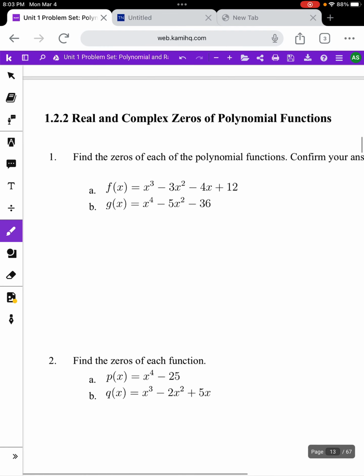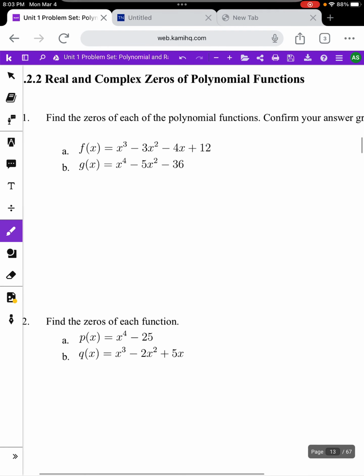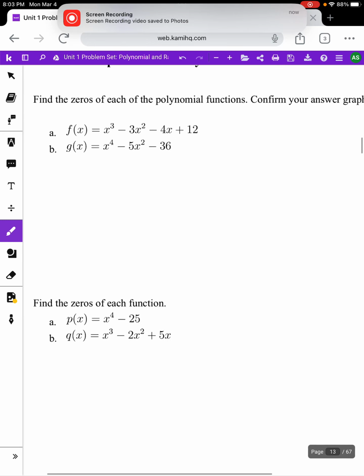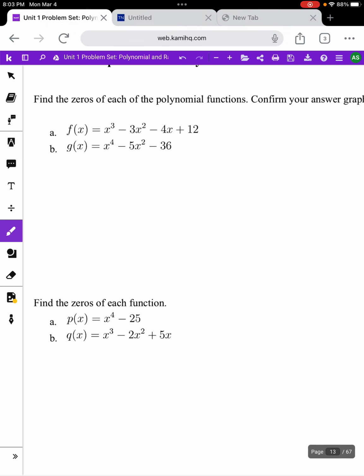All right, 1.2.2, real and complex zeros. Find the zeros for each of the polynomial functions. Confirm it graphically on Desmos. Oh, I know how much you guys love these. All right, so let's do A over here, and we'll do B over there. X to the third minus 3x squared minus 4x plus 12.